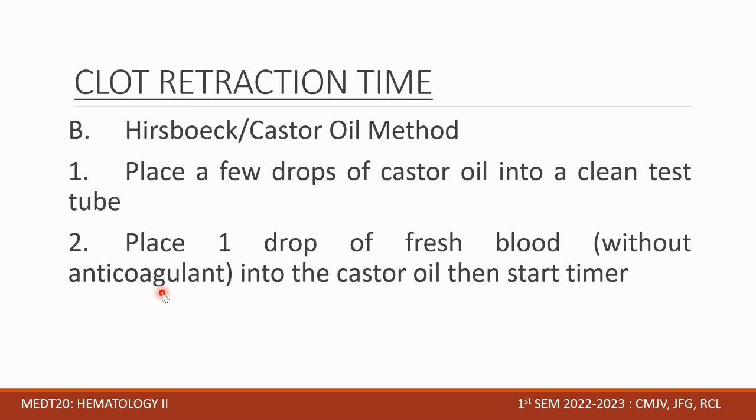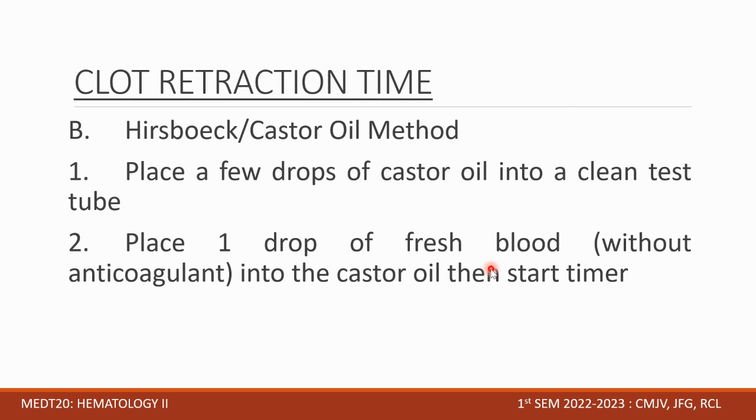So you have different methods. Number one, we have the castor oil method or the Hirschboeck method. For this one, place a few drops of castor oil into a clean test tube and then place 1 drop of fresh blood without anticoagulant. Without anticoagulant means red top, or a plain tube. But fresh blood, meaning it should not be clotted yet. Once the sample is taken, start your procedure right away while it is not yet clotted. Once the sample is clotted, you can no longer do the procedure properly, because we need fresh blood.